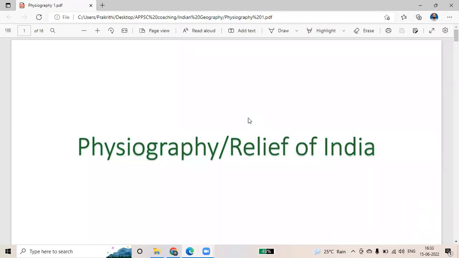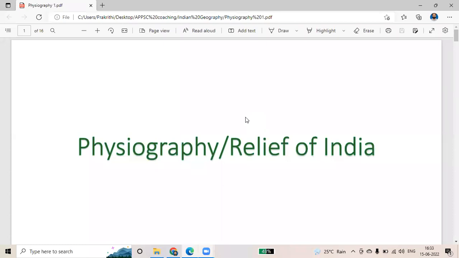In the physiography or the relief of India, again we have to go for different physiography like hilly areas, mountains, plateaus, plain areas, coastal areas, islands. So even though the word is small, we want to cover a lot of area in this particular topic. Today we are going to discuss one of the physiographies of India.